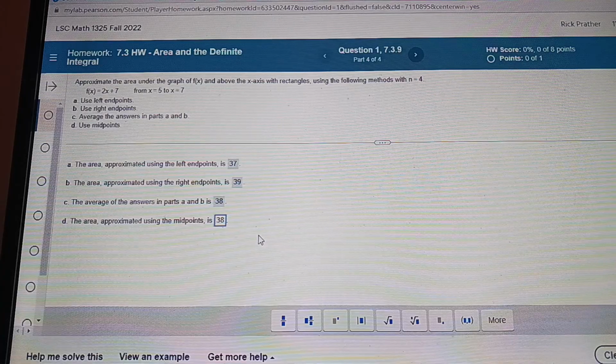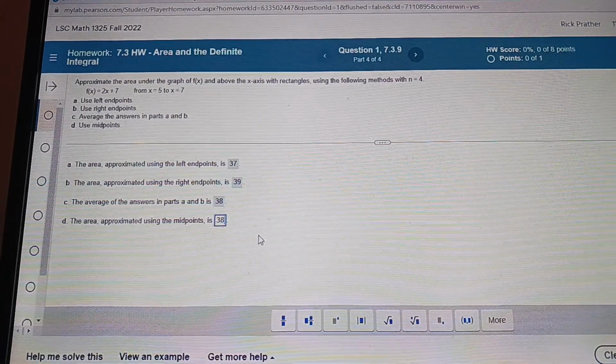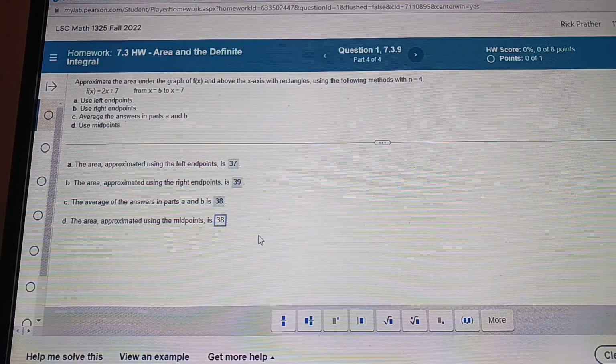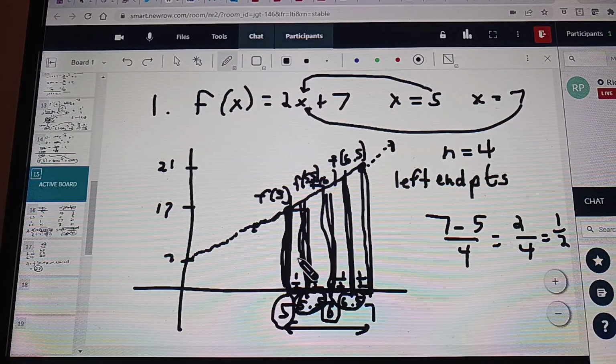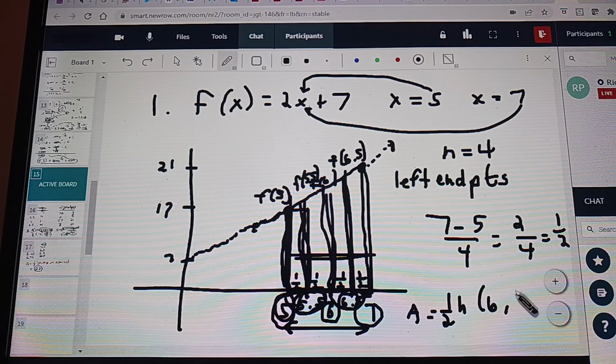Then we could actually use geometry, which is 1/2 times the height, which is the distance across the parallel sides, times both of the sides added together. That would be pretty easy to do here. And I think it would be 38 actually. The height of this trapezoid is 2, because the distance from 5 to 7 is 2. So there's a trapezoid formula in geometry, 1/2 height times base 1 plus base 2.